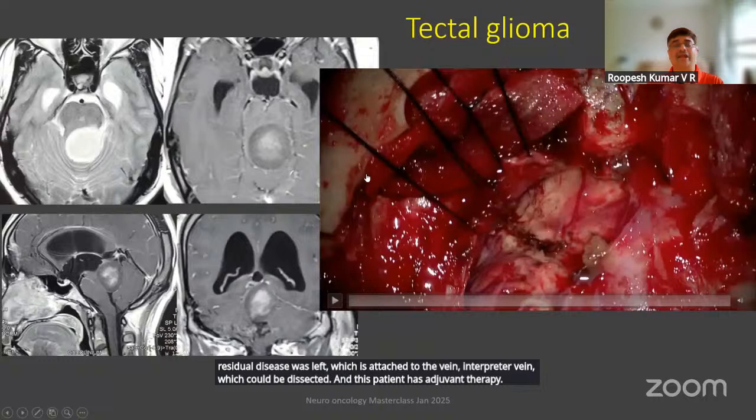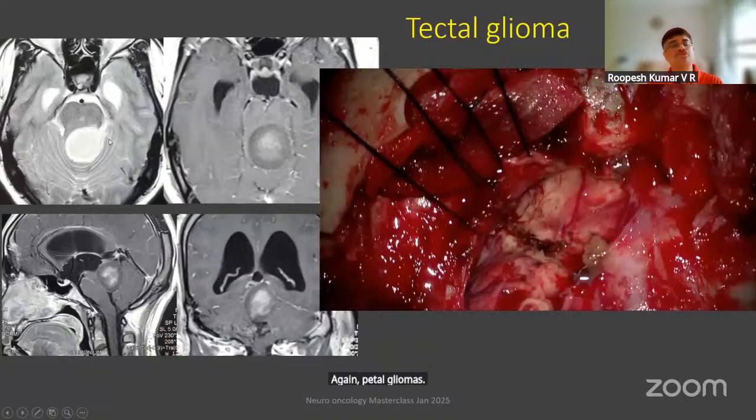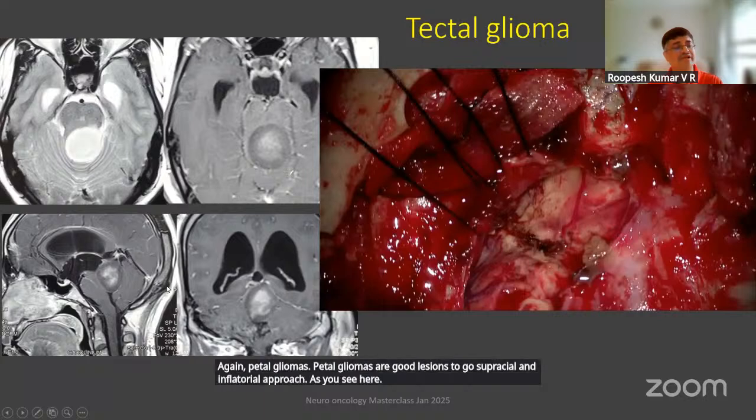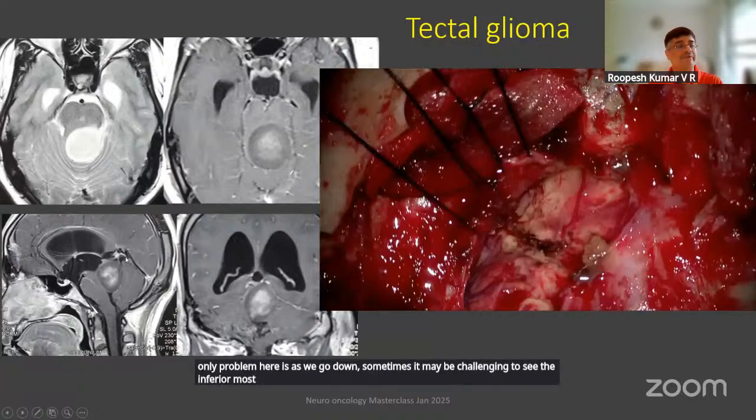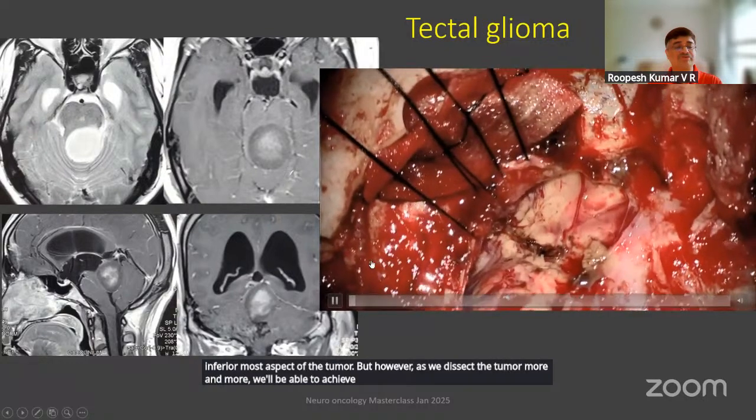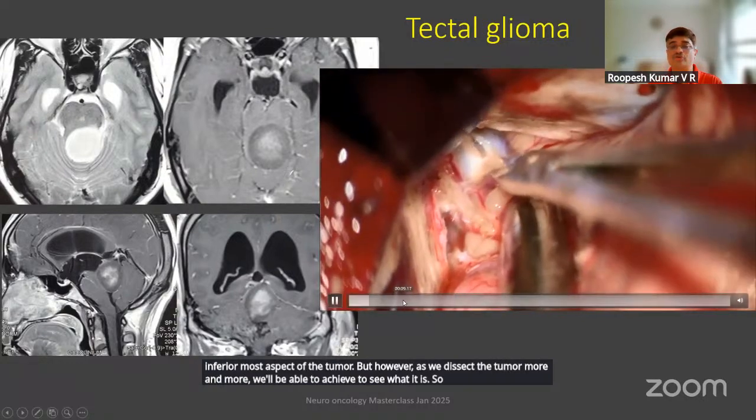Again, tectal gliomas. Tectal gliomas are good lesions to go supracerebellar infratentorial approach. As you see here, this is quite very favorable. And the only problem here is, as we go down, sometimes it may be challenging to see the inferior most aspect of the tumor. However, as we dissect the tumor more and more, we'll be able to see what it is. So I'll just go quickly to the video.